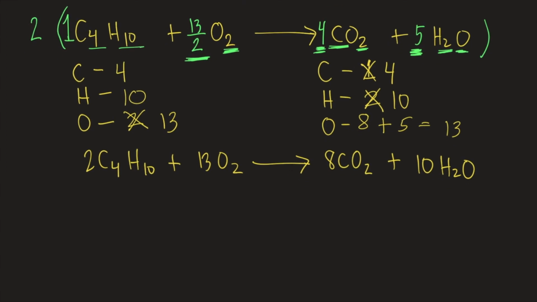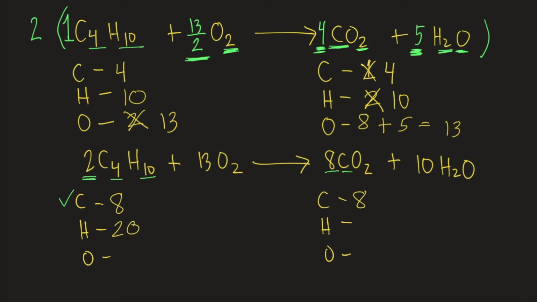Now let's check if this is really balanced. Let's quickly count the number of C, H, and O on both the left and right sides. So on the left side, we have 2 times 4, that's 8 carbons. On the right side, we have 8 times 1, that's 8 carbons. So carbon is already balanced. Next is hydrogen. On the left side, we have 2 times 10, that's 20 hydrogens. And on the right side, we have 10 times 2, that's also 20 hydrogens. So hydrogen is already balanced.